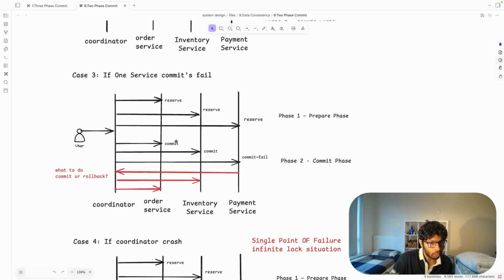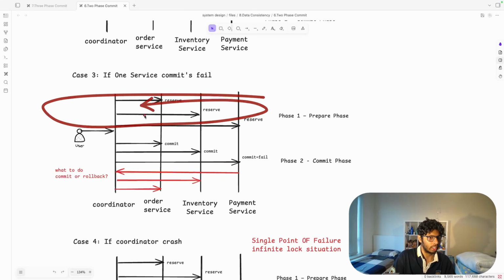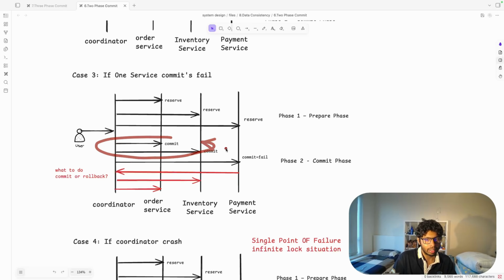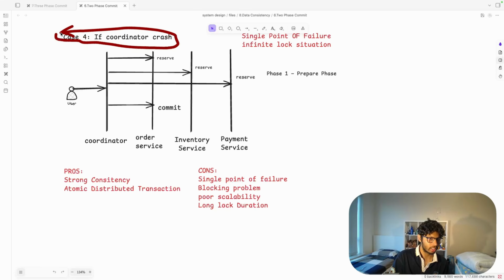There is one more last scenario we covered. If the reserves are fine, meaning our preparation phase works perfectly, and after that, while we are committing, the commit fails, for example while we are inserting the values in our payment service database. In that case, our payment service will return the failure to our coordinator, and the coordinator will roll back the transactions from the inventory service and from the order service. If the coordinator crashes, it is going to be a single point of failure.